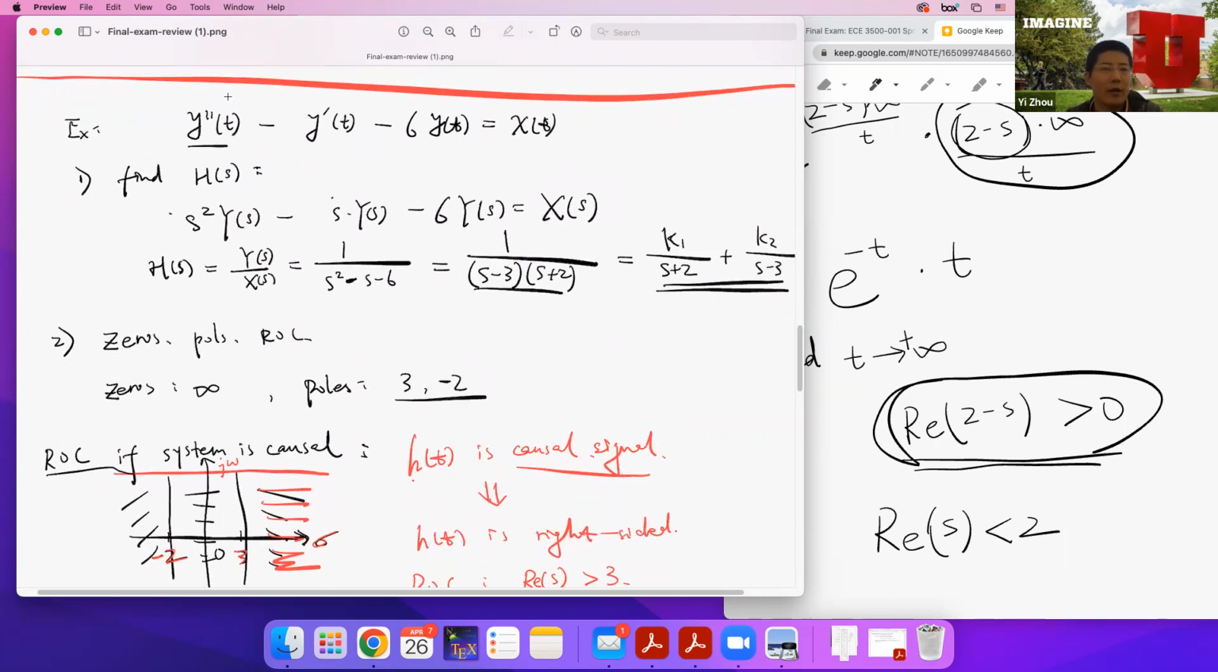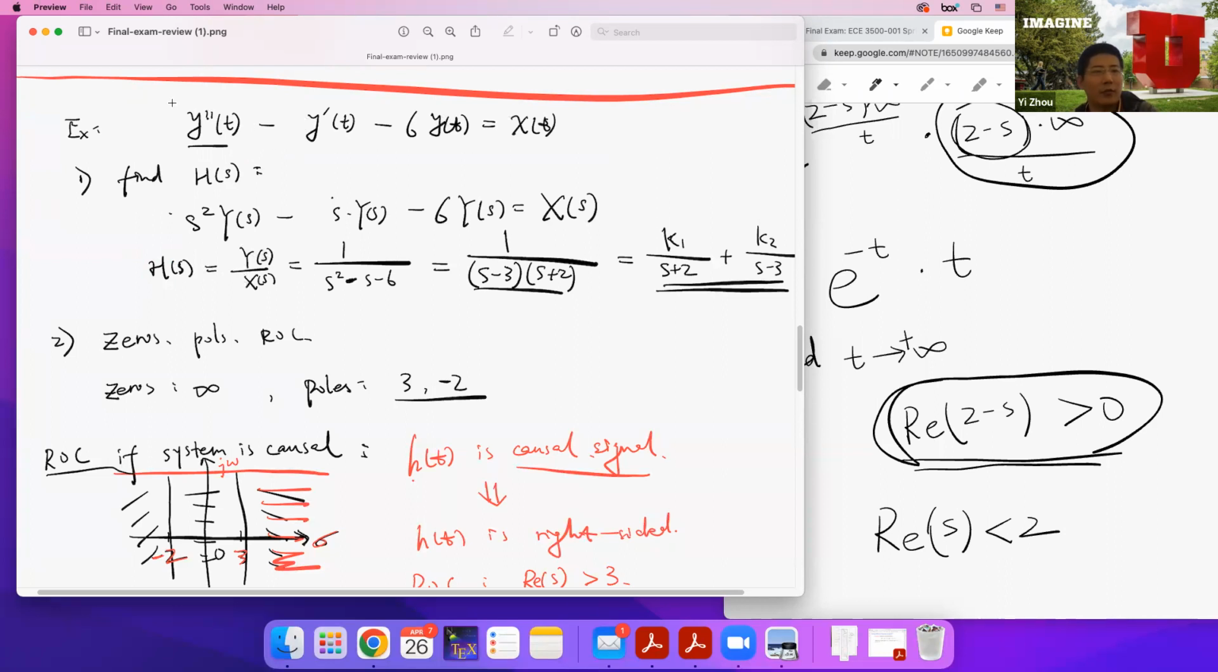So here we have a partial differential equation defined in this way. Okay. This is the second order derivative of y(t). Now the first question is to find the system response, H(s). And this is similar to what we did in the Fourier transform. We simply take Laplace transform on both sides. And then the system response is given by capital Y over capital X.